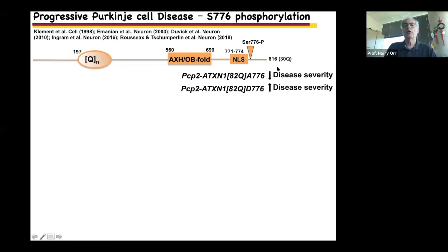If we make these transgenic mice with an alanine at position 776 with an 82 glutamine ataxin-1, so that this is a residue that can't be phosphorylated, the severity of disease in these mice is very dramatically reduced. In contrast, if we put in a phosphomimetic amino acid, aspartic acid, at this position, we get a dramatic increase in the severity of Purkinje cell disease.